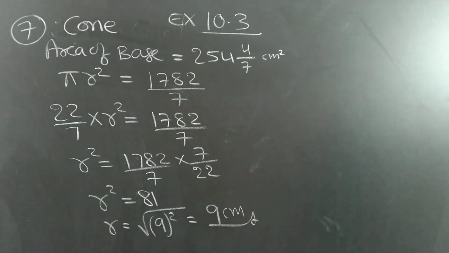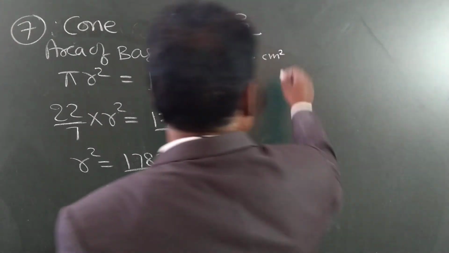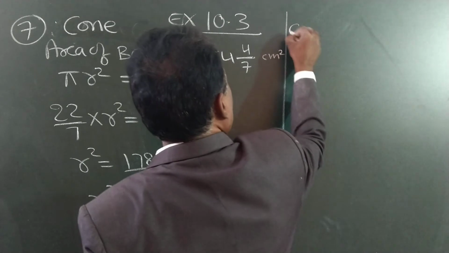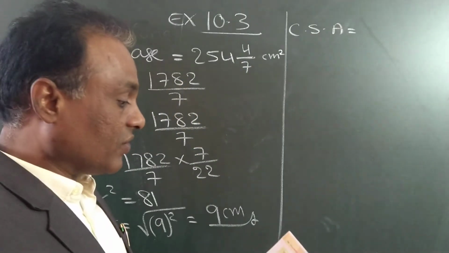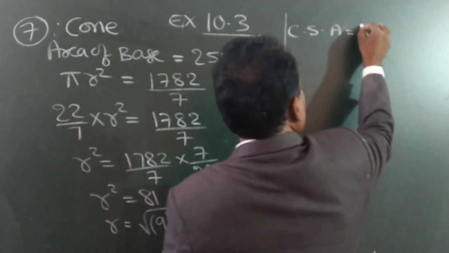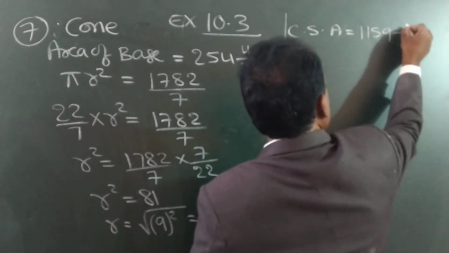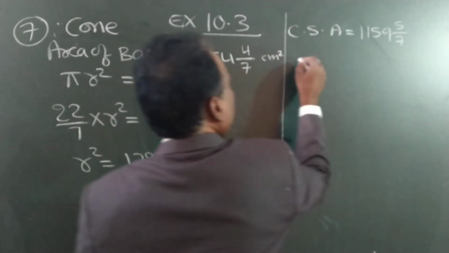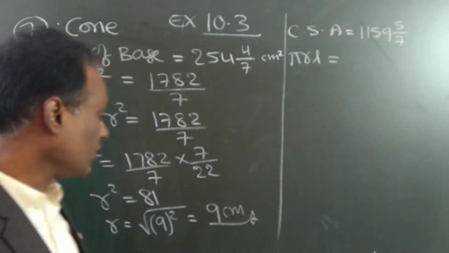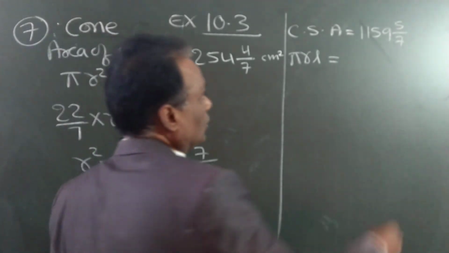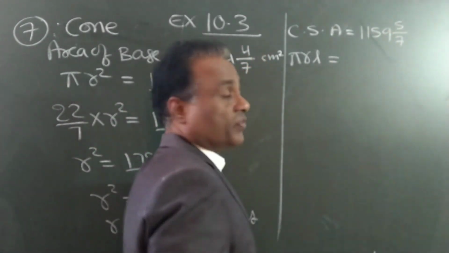Another value is given. Curved surface area is given. Curved surface area is also given in the problem, that is 1159 5 by 7. Curved surface area of the cone formula is pi RL. So this also you convert it into mixed fraction.